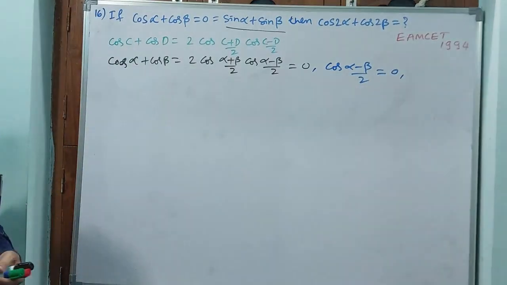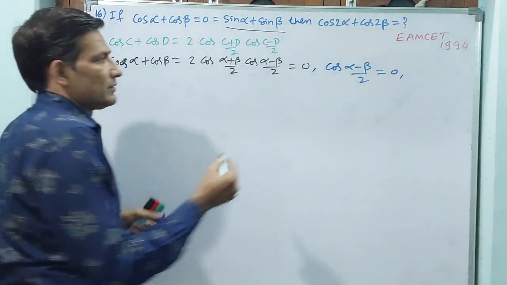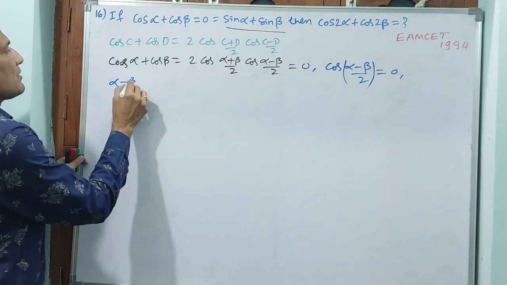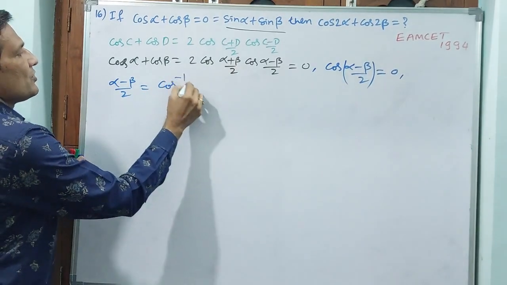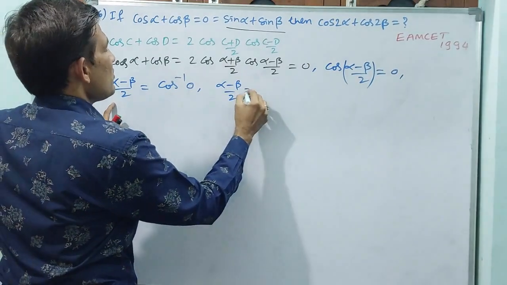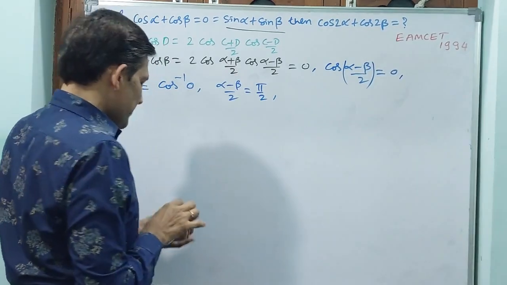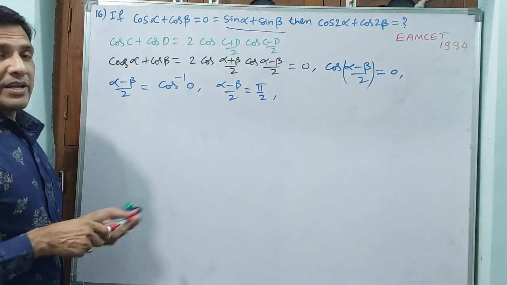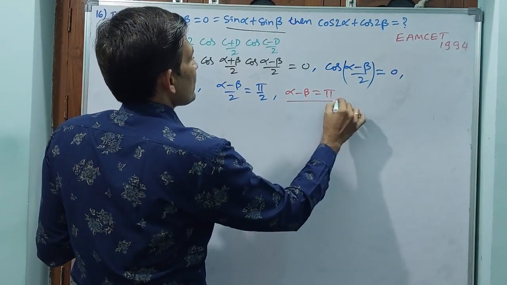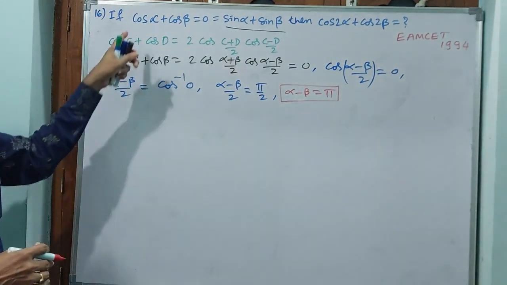Cos alpha minus beta by 2 is equal to 0 means alpha minus beta by 2 is cos inverse 0. That means alpha minus beta by 2 is equal to pi by 2. Then alpha minus beta is equal to pi. Is it okay? The 2 is going to get cancelled out. Now go back again.